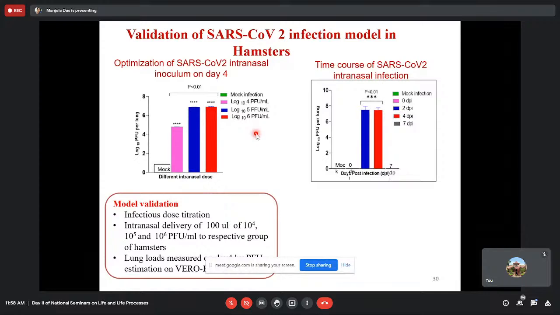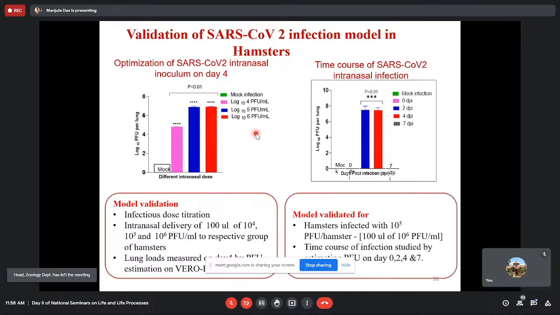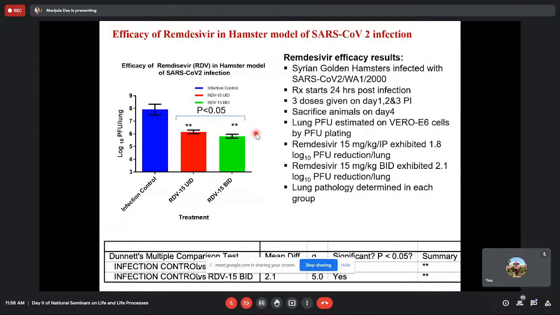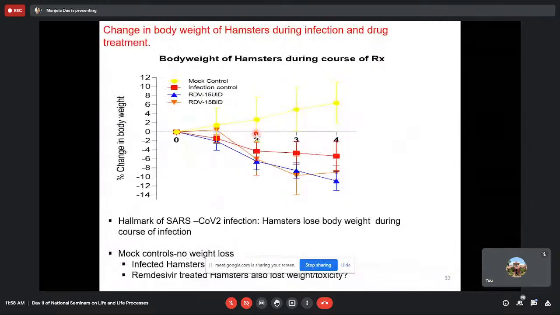multiple days, and we see that up to 4 days, if we keep it, the viral infection is setting. And what we see is that we standardize that again with remdesivir. I will quickly go to the next one. The way we see the infection is that hamsters do not die of SARS-CoV-2 infection. Only the body weight is changed.